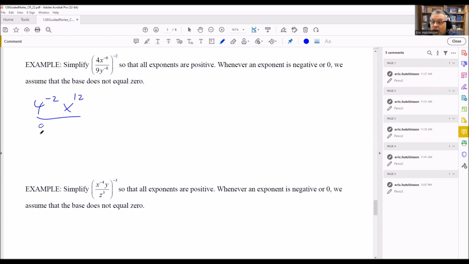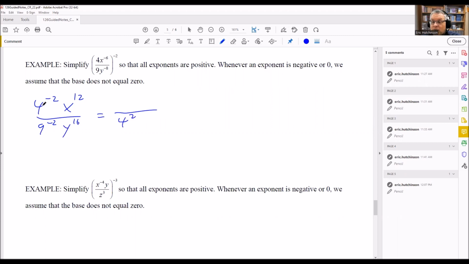On the bottom, we have 9 to -2. And then for the y, again, we have power raised to another power, multiplying these exponents. That's y to the positive 16th power. Now, the last thing we have to do is we need to make both of these positive. So what I'll do to make that positive is I'm going to put the 4 on the bottom.